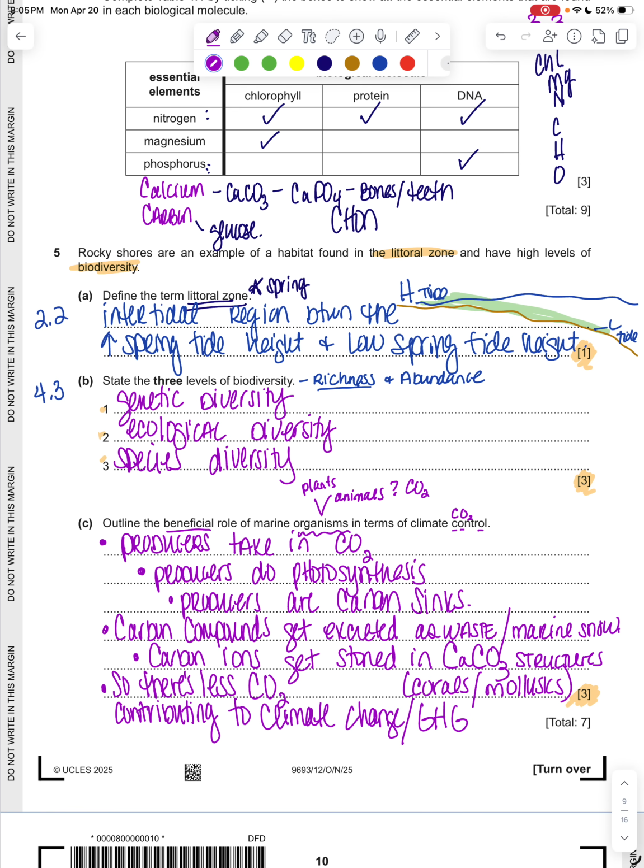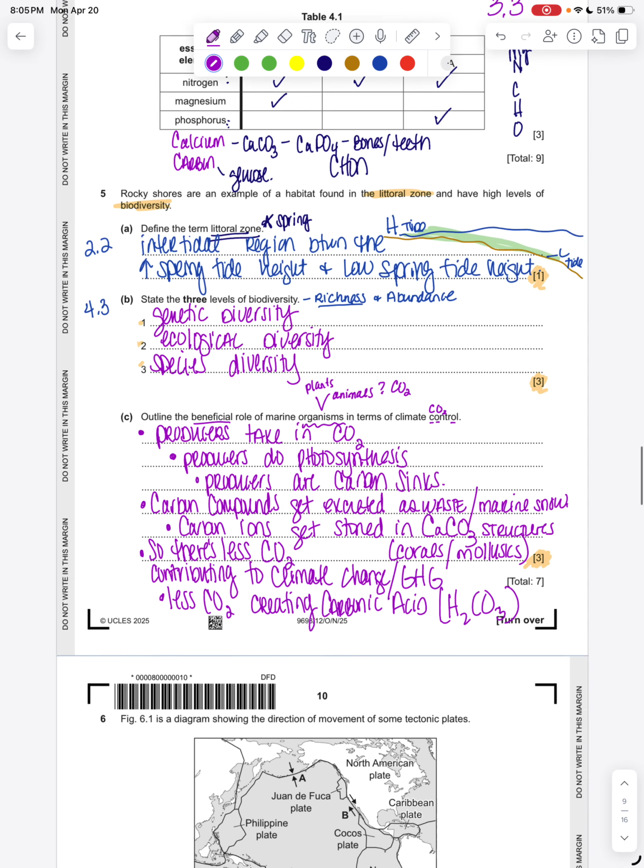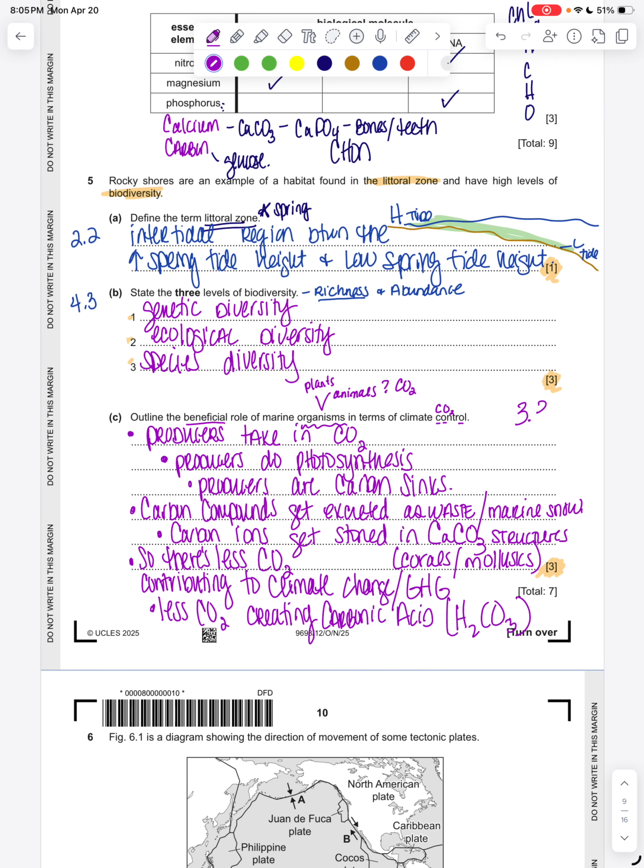Don't put GHGs on your test. Less CO2. Creating carbonic acid. H2CO3. Also section 3.3 with nutrient cycles, and towards the very end, I think maybe 3.3.12, the carbon cycle.